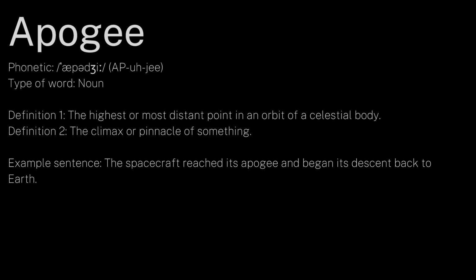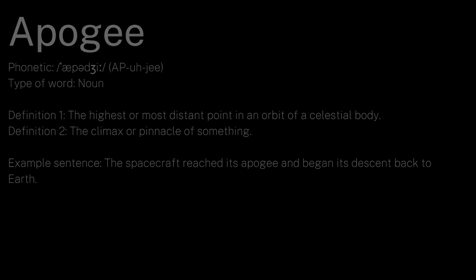Our 16th word is apogee, which is a noun that is defined as the highest or most distant point in an orbit of a celestial body. It is also defined as the climax or pinnacle of something. For example, the spacecraft reached its apogee and began its descent back to Earth.